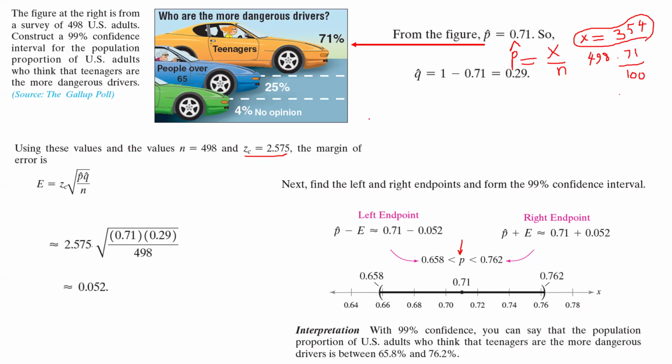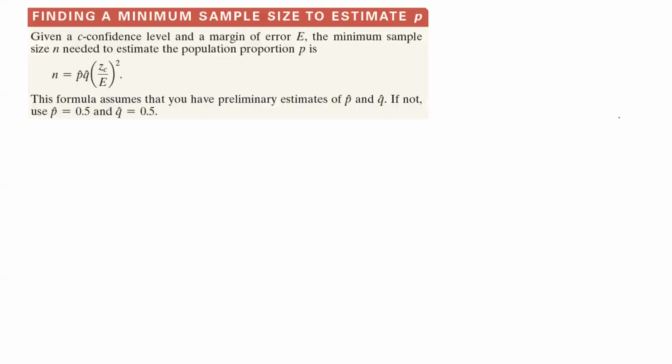Now the question is, how do you know how many data, how many people you need to include in your survey? Finding a minimum sample size to estimate P.